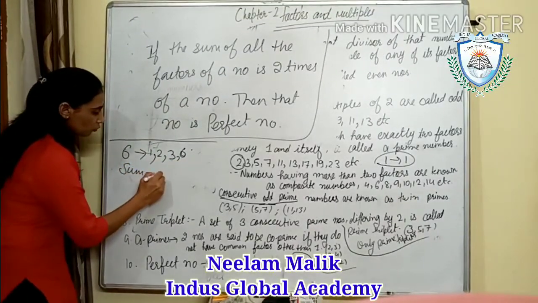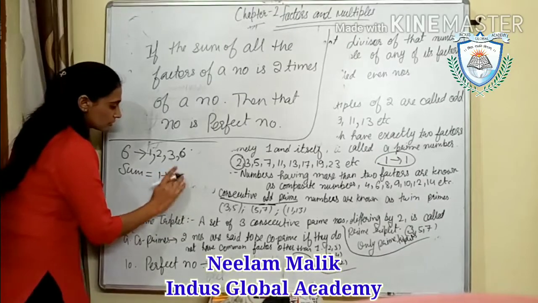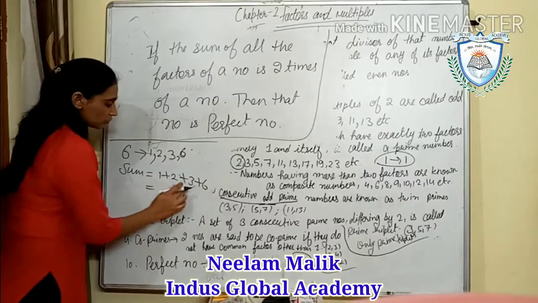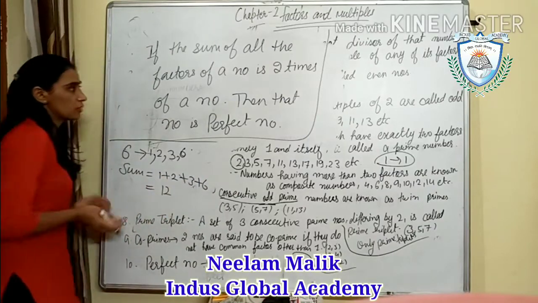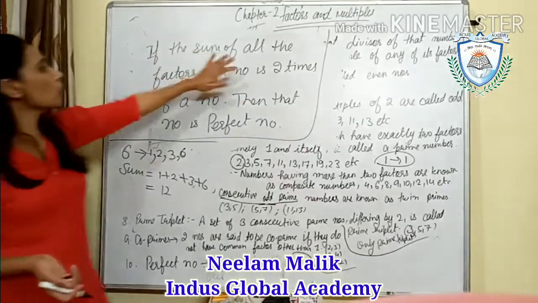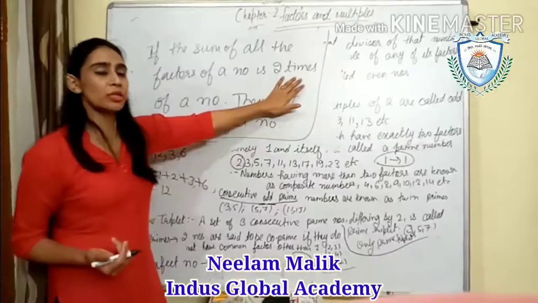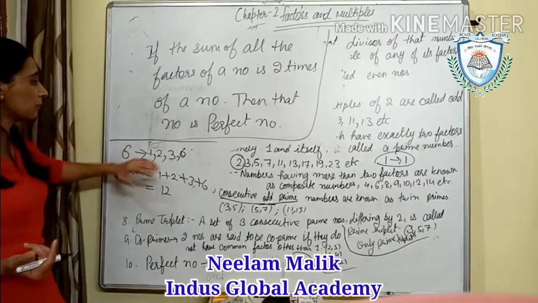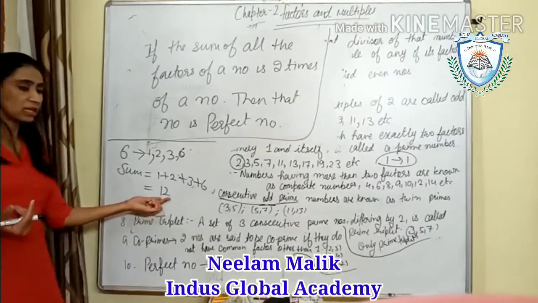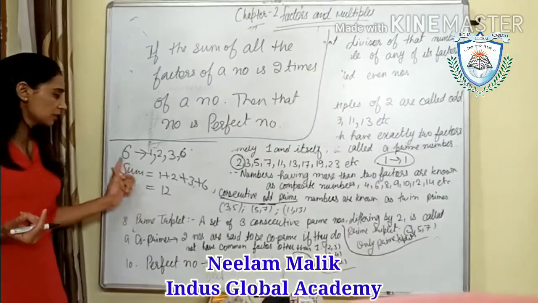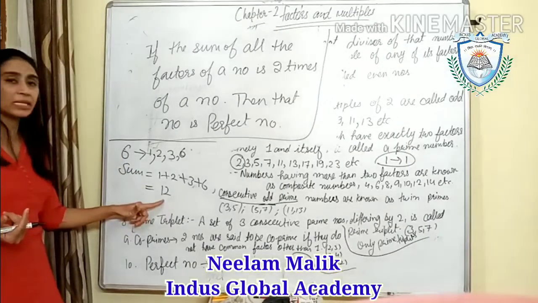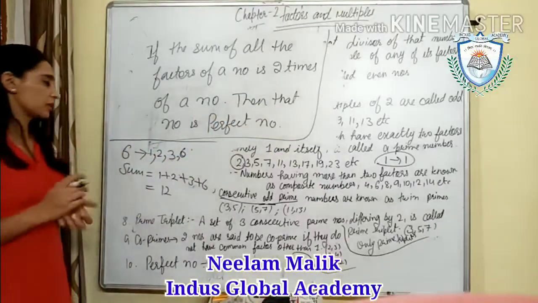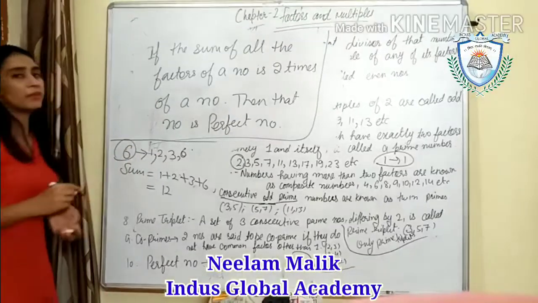Sum is equal to 1 plus 2 plus 3 plus 6. So what is this? This will be 12. If the sum of all the factors of a number is 2 times, meaning double the number, then 6 doubled gives 12. So that number is a perfect number. So 6 is our perfect number.